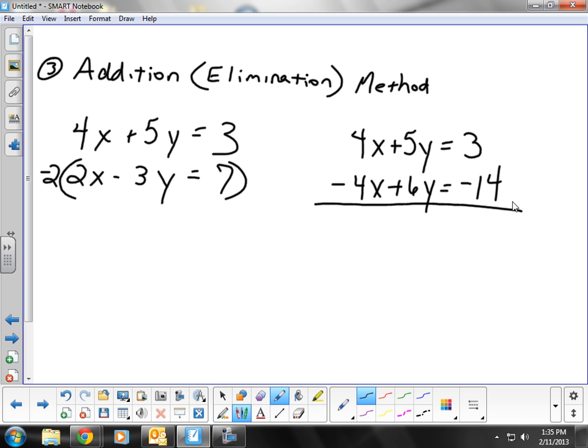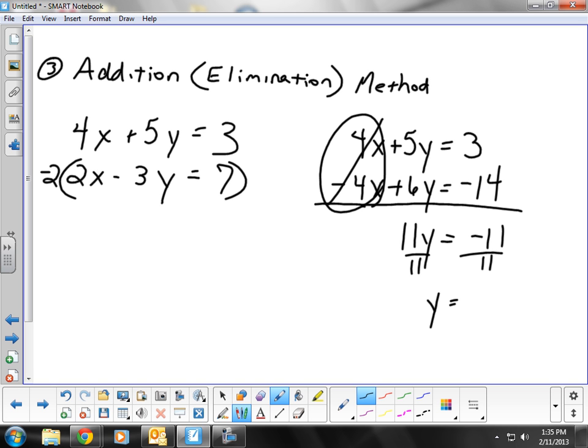All right. So here is a 0 pair, which is what we were hoping for, right? If we hadn't got that somewhere, we'd be in trouble. And we got 5y and 6y gives me 11y. And 3 and a negative 14 gives me a negative 11. So dividing by 11 tells me that y is equal to negative 1.